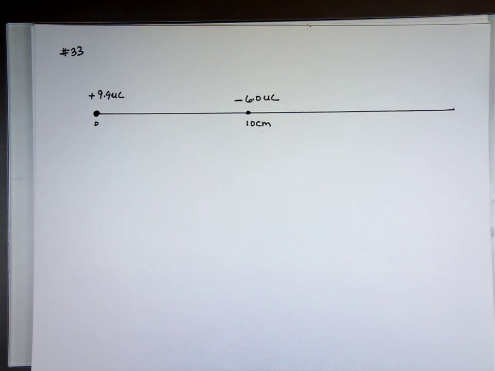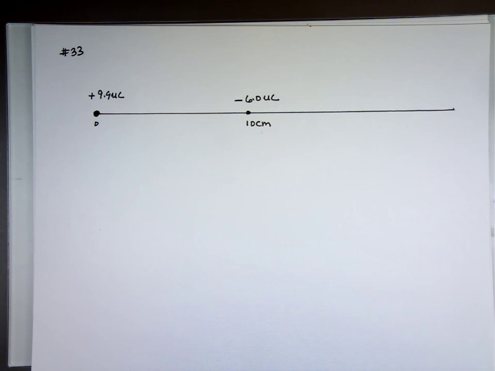Now notice they didn't say what the sign of that charge is. They didn't say at what position should a positive charge, or should a negative charge. They're just saying any charge. Well, let's think about it.